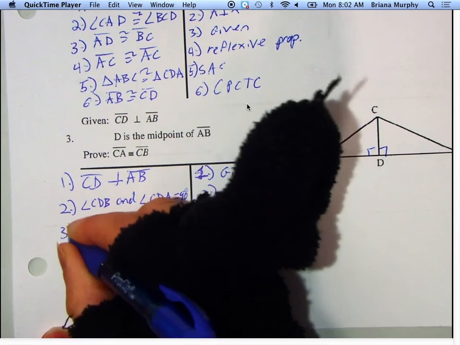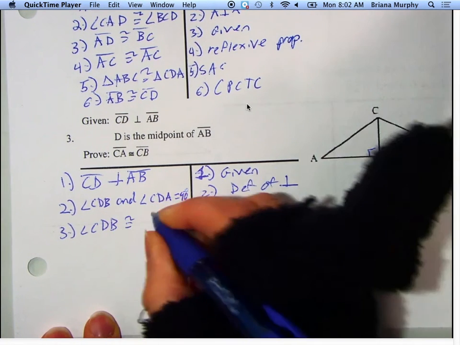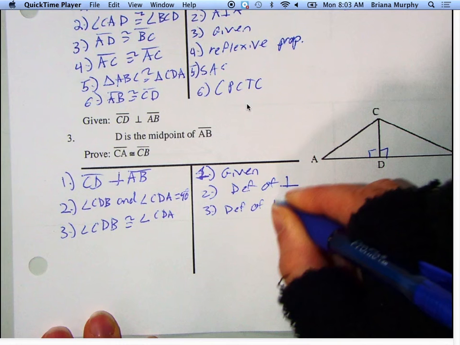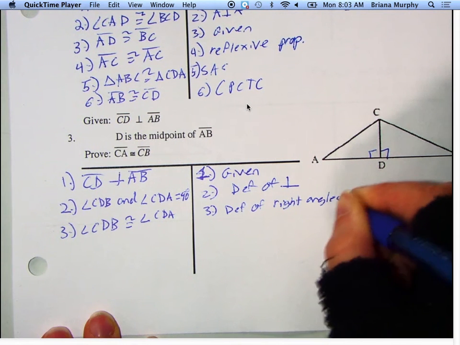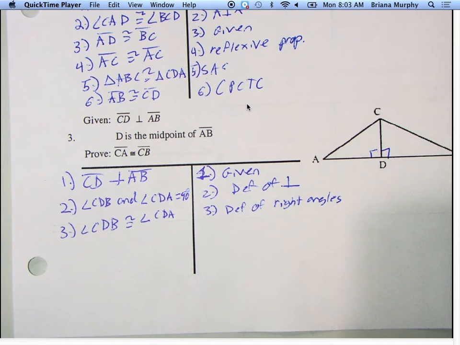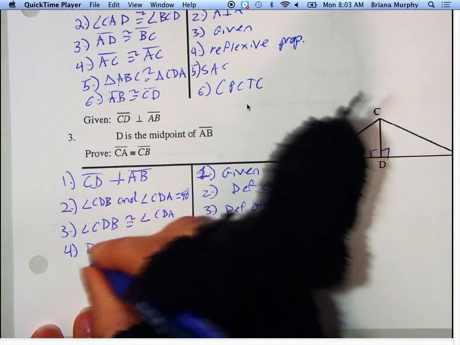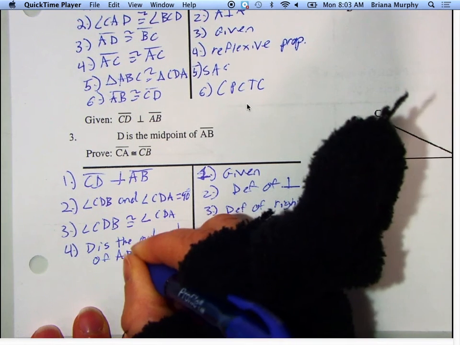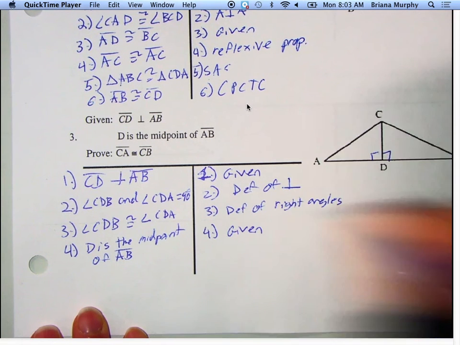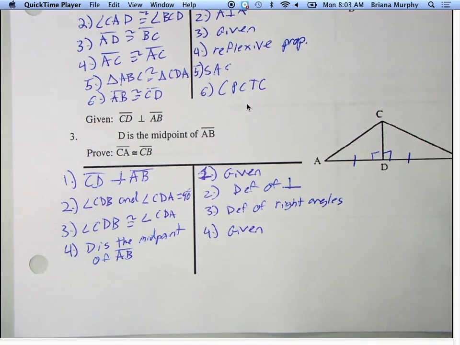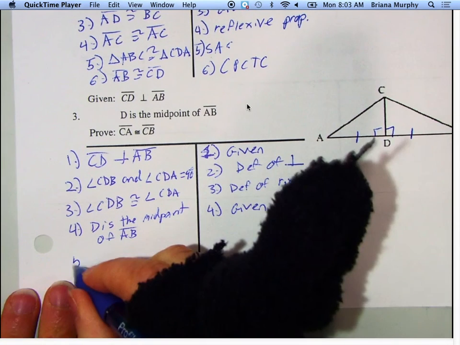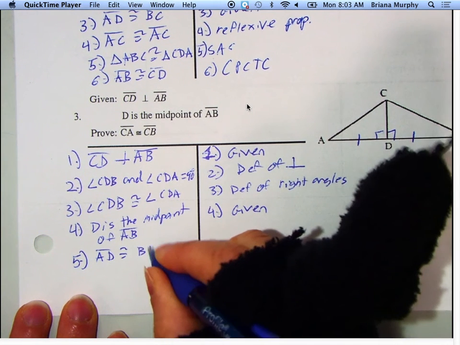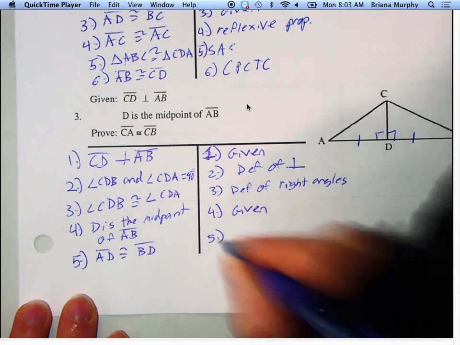Therefore, angle CDB is congruent, and yes, that step is necessary, to angle CDA by definition of right angles. Okay, we've proven something is congruent. So we can go ahead and move on to my next given. D is the midpoint of AB, given. So that must mean those two sides are congruent. AD is congruent to BD by definition of a midpoint.